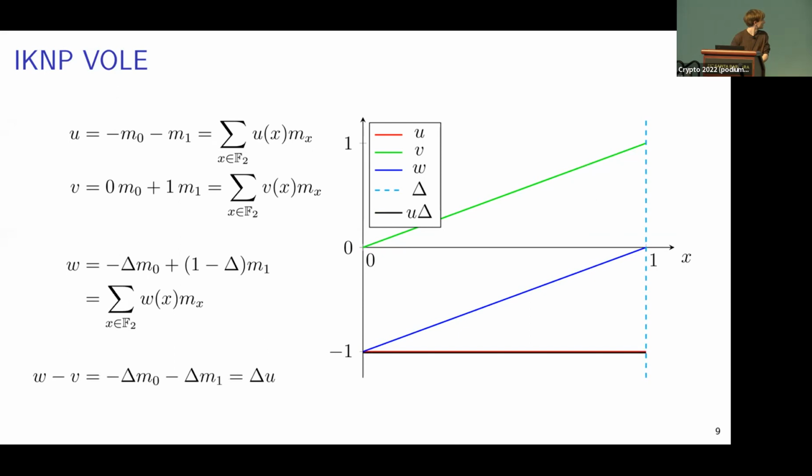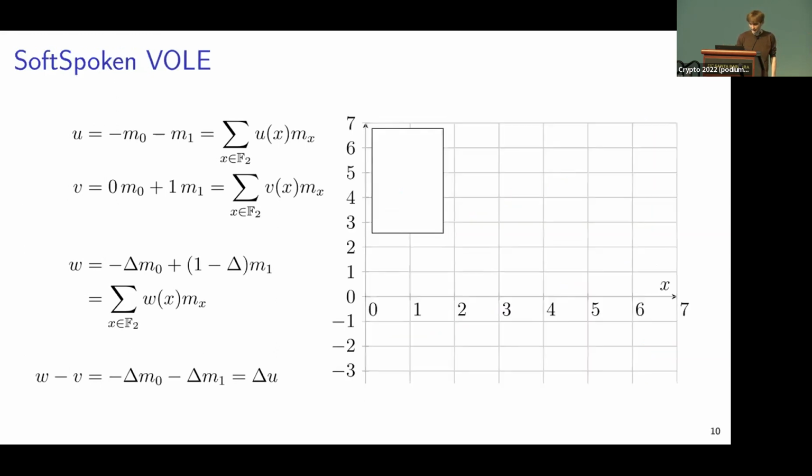Finally, we can check that this satisfies the VOLE correlation by checking that the difference between these two lines, w and v, is always -1, which is delta, which is 1, times u, which is -1 here. So that's IKNP.